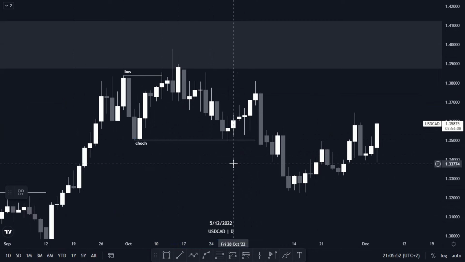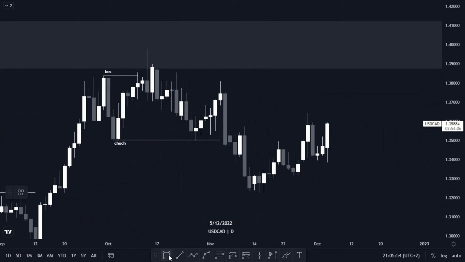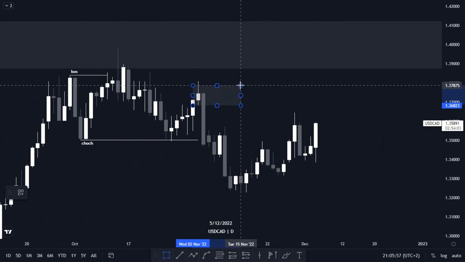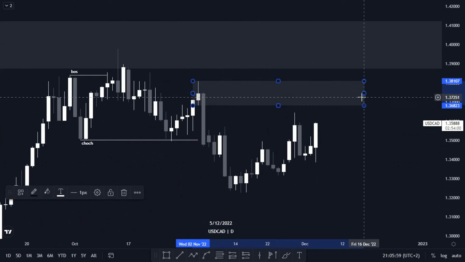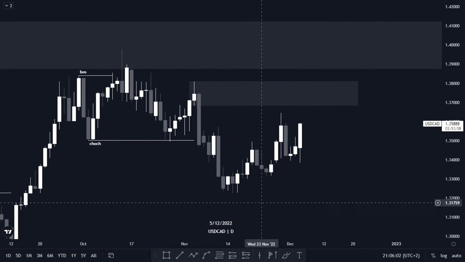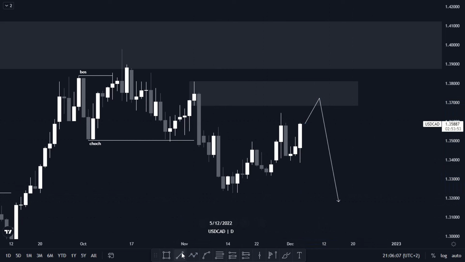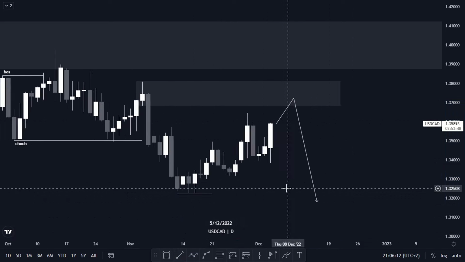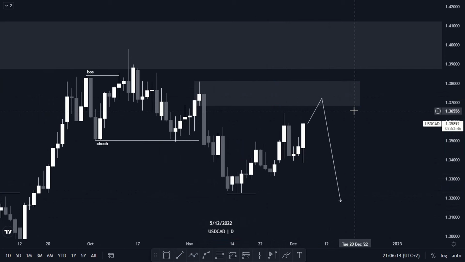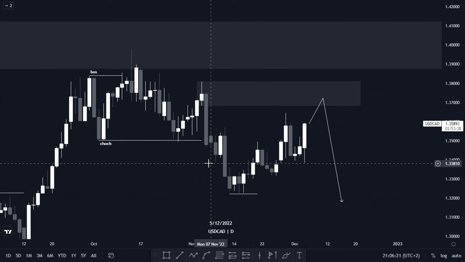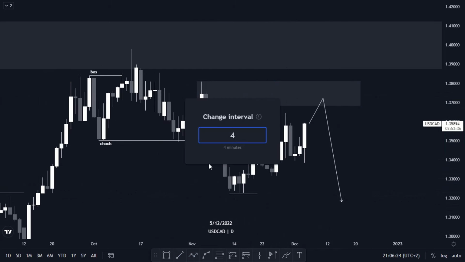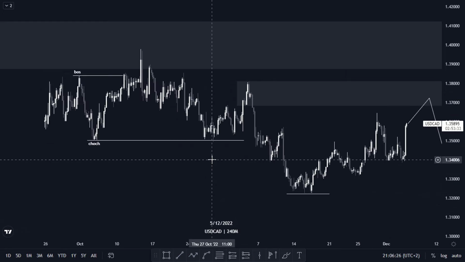Change of character here, and we have this beautiful order block here that price could tap into and push to the downside. Okay, and we'll be looking for price to violate this low here, to violate that low there. Okay, and then let's move to the 4-hour chart and see how price was moving.